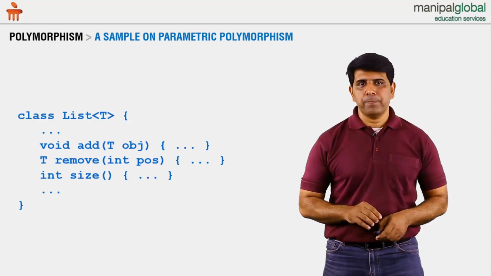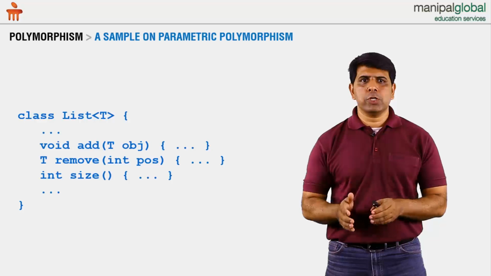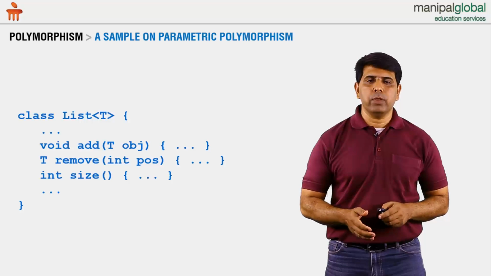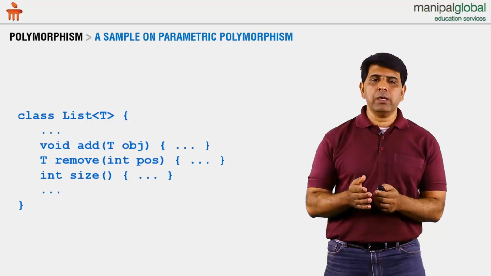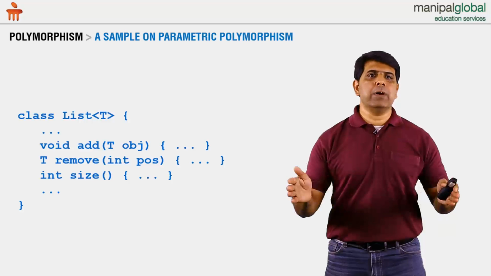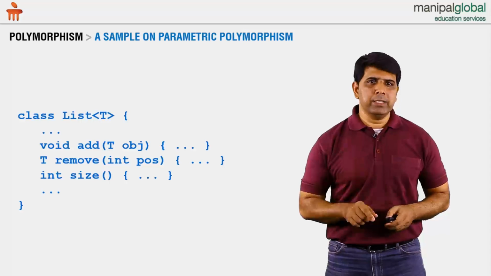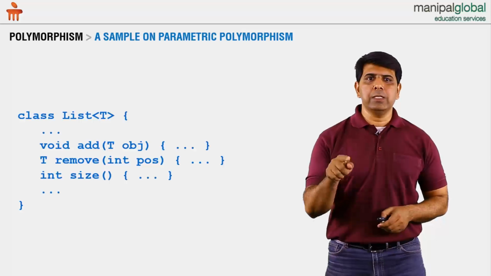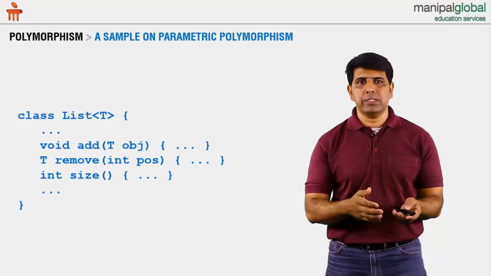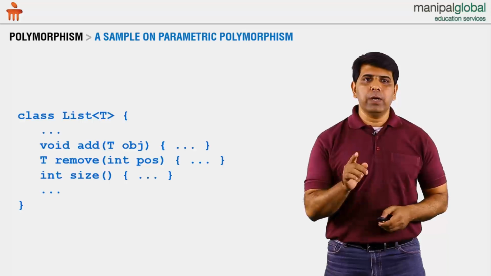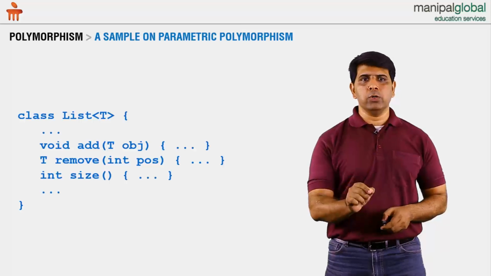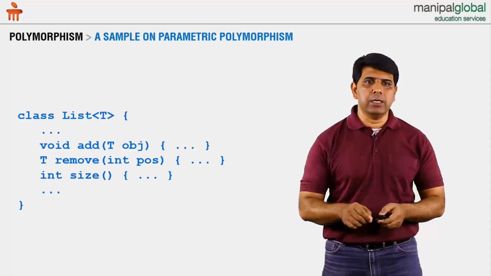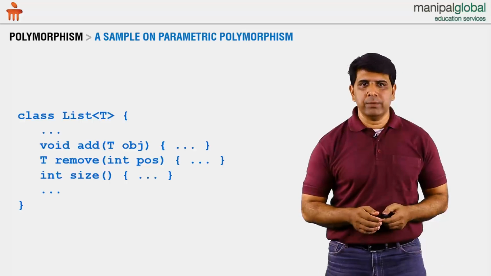Here is an example. We have a data structure class called list. By the name of it, you can think that it represents a list of items. But what kind of items? Did we mention that? We have not mentioned anything like it is a list of integers, list of strings, list of employees, and so on. But we just mentioned that there is a function to add an item, remove an item, or find out what is the size of the list.